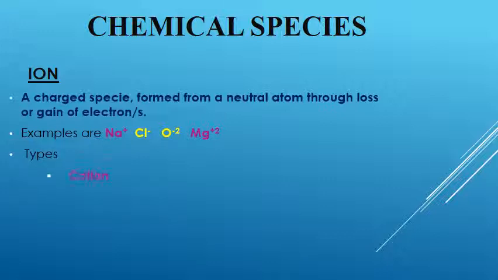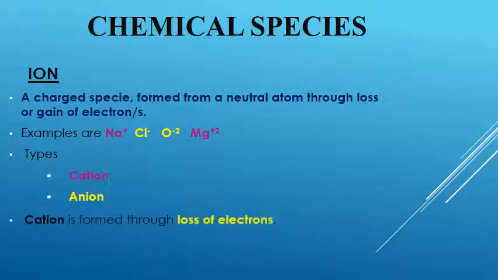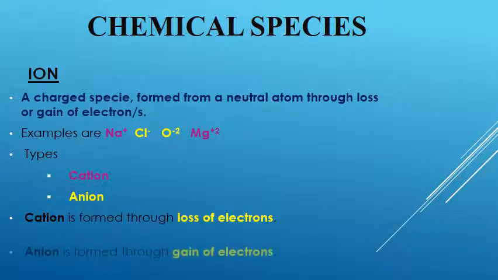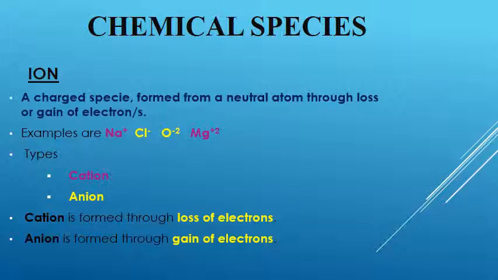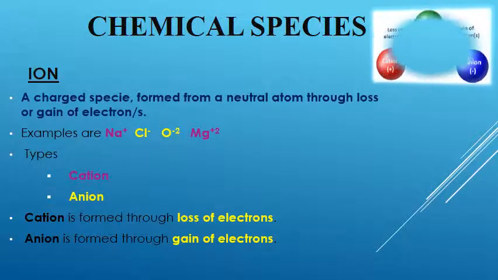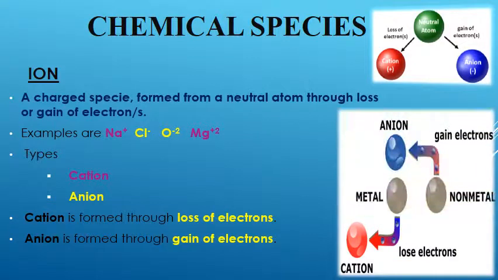There are 2 major types of ions, cation and anion. A cation is formed when a neutral atom loses an electron, so it has a positive charge on it, and an anion is formed when an atom gains an electron, so an anion has a negative charge over it. Generally, cation formation is seen in elements which are metals, and anion formation is usually seen in elements which are non-metallic in nature.